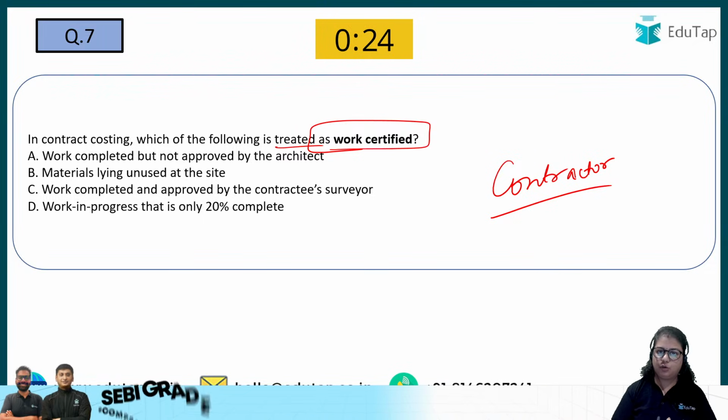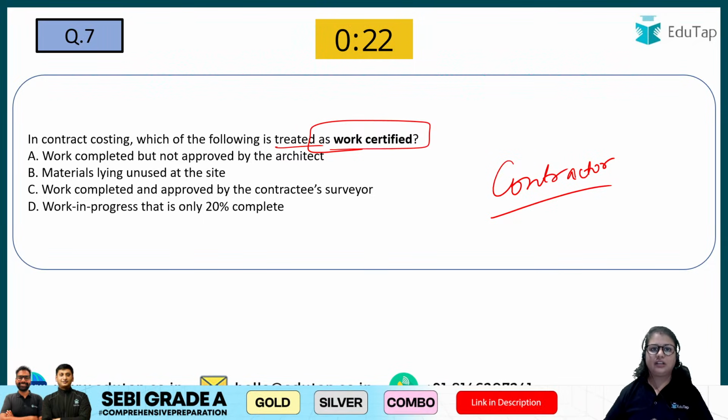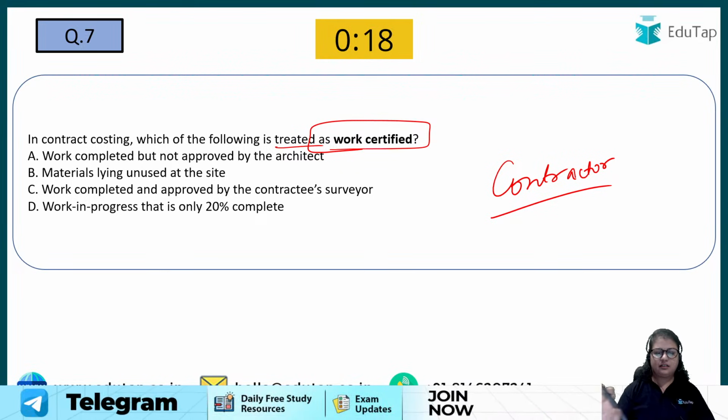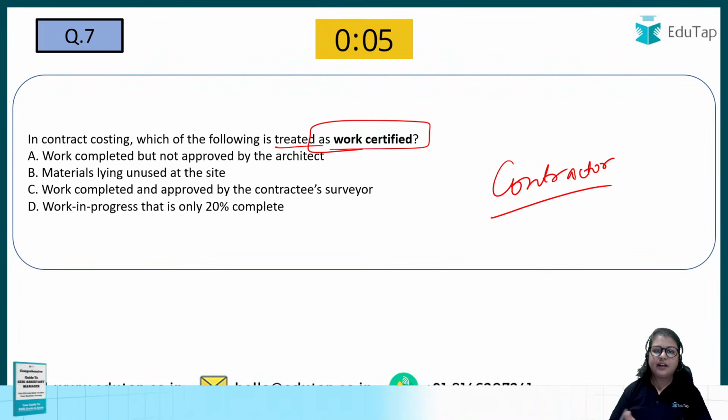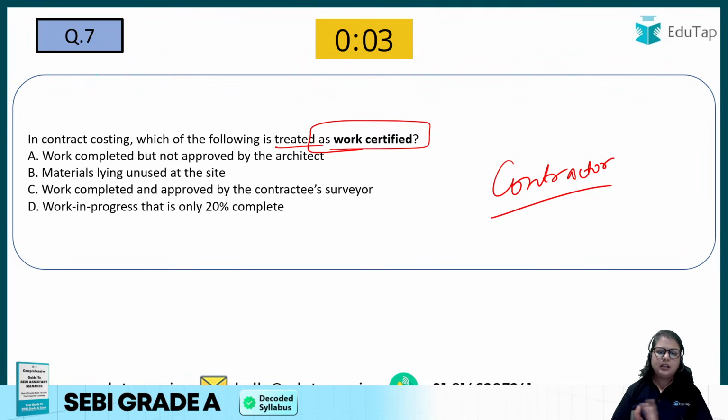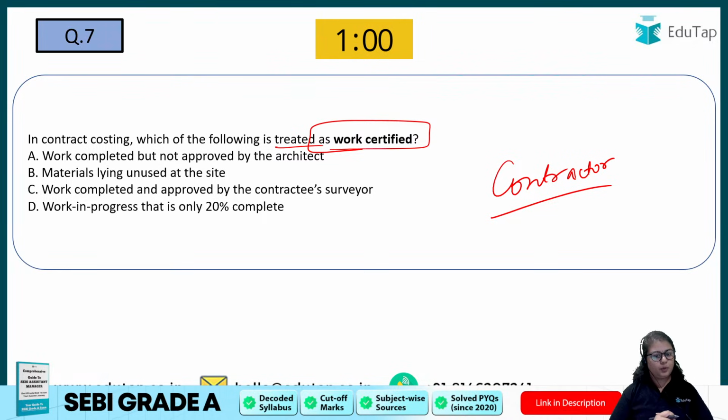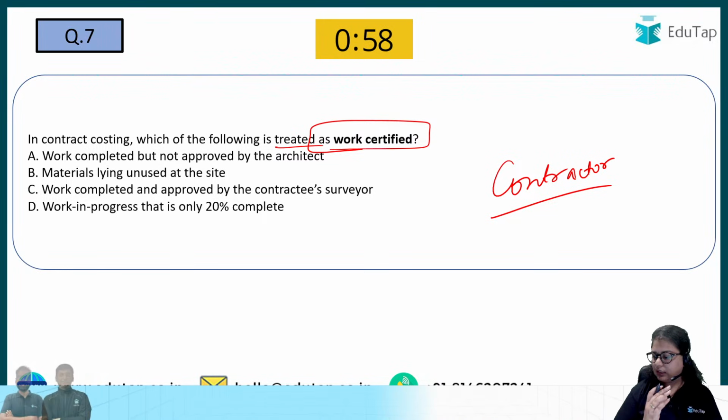Yes, you have done very good work, but there is some other work that he has done, but the architect is still not satisfied. So right now he has not approved that work, still some work is left in that. So the part of the room that is complete and that is approved by the architect is my work certified. Who is certifying it? The architect, or the surveyor who is surveying, will be approving it. So the answer is C.